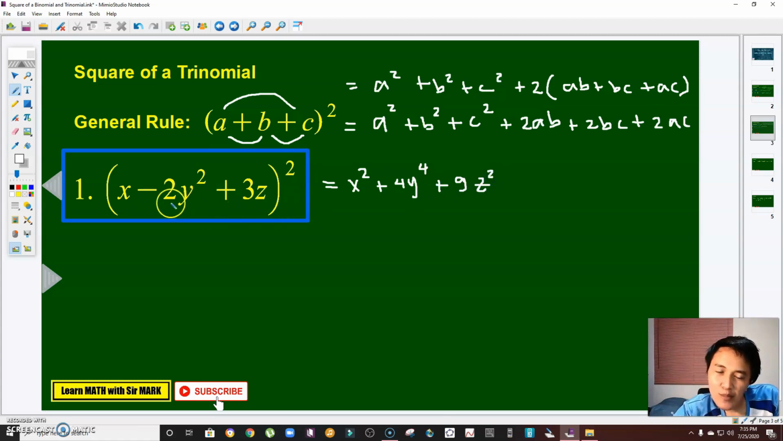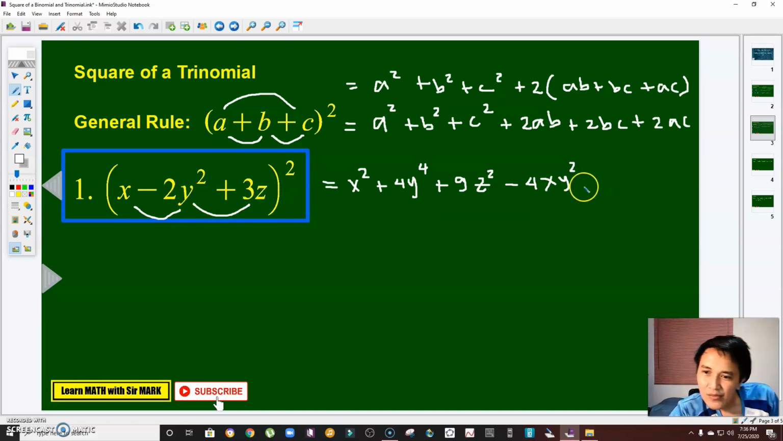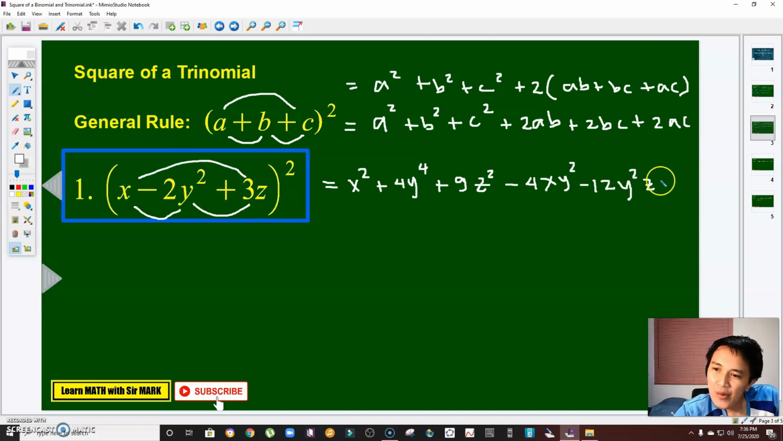And then, you're going to multiply the 3 terms 2 at a time. So, for this one, times 2. So, that will be negative 4xy squared. See that? Then, again, multiply times 2. That will be negative 6. Another, then, times 2, that will be negative 12 y squared z. And lastly, multiply times 2, that will be 6xz. Okay? That will be 6xz.